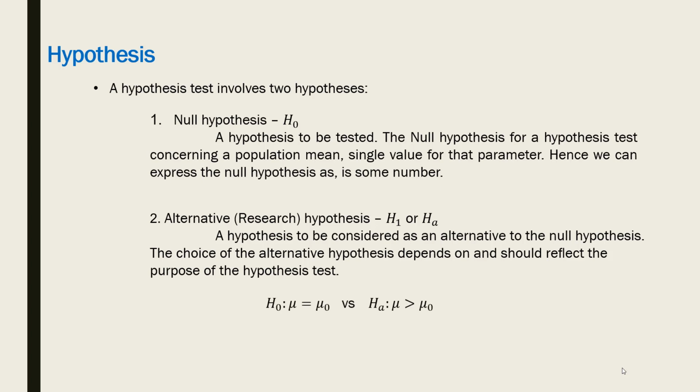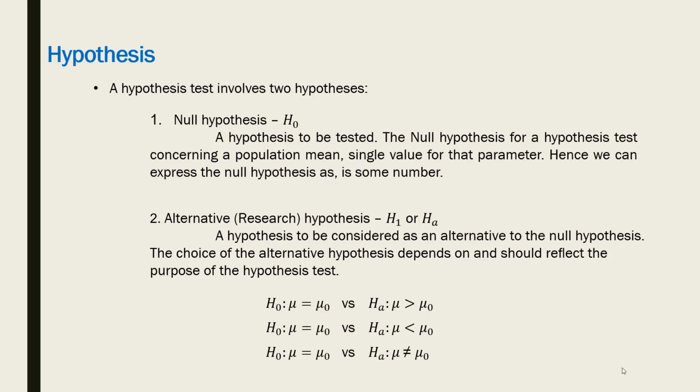First one, null is mu equals mu naught versus alternative is mu greater than mu naught. What is the second one? Null is mu equals mu naught again versus alternative is mu less than mu naught. Last one, null is mu equals mu naught versus alternative mu not equal to mu naught. So you see here the null hypothesis is the same, but the alternative is different.